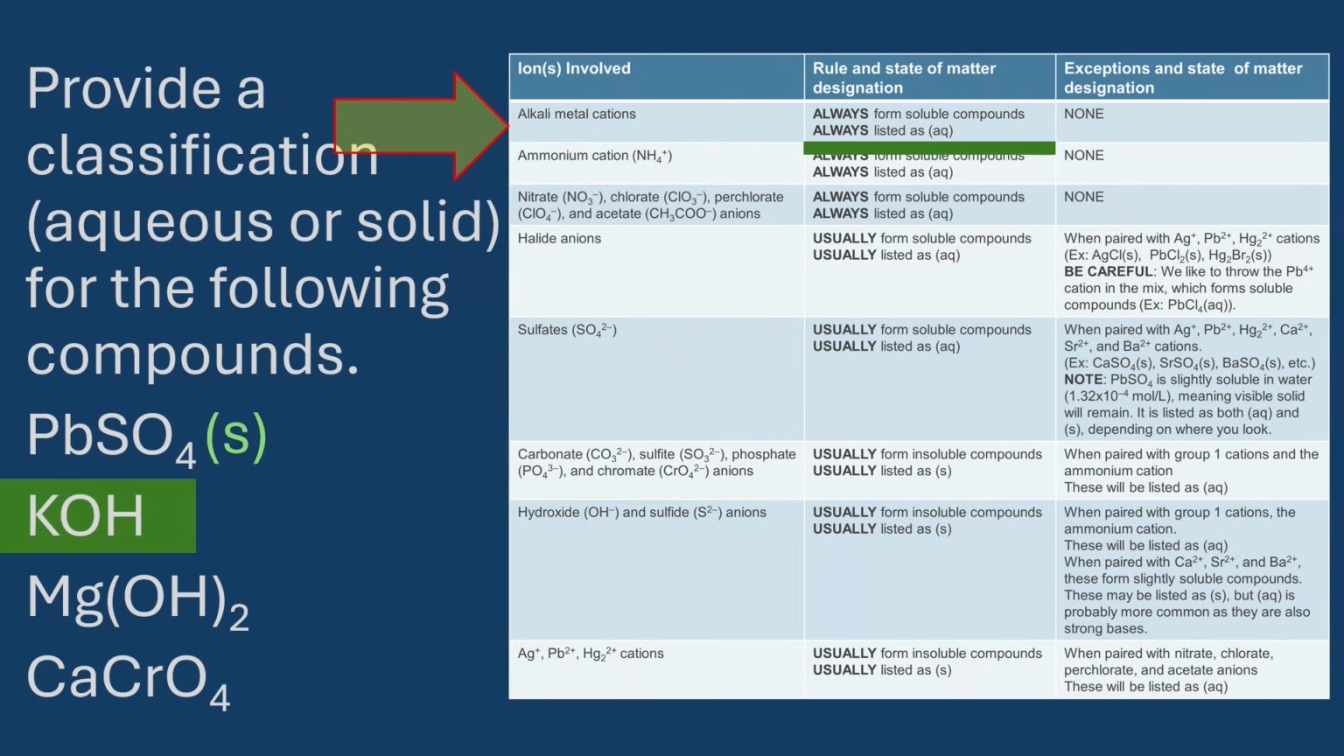Potassium is an always rule. If you learned your always rules, then you're all done. You shouldn't even need to turn to the chart for group 1 and ammonium cations. Know that these are always soluble and always listed as AQ.